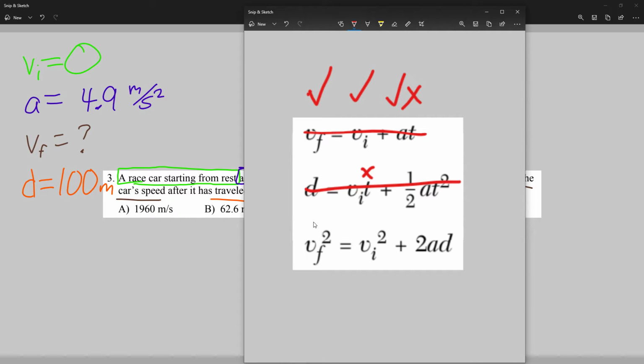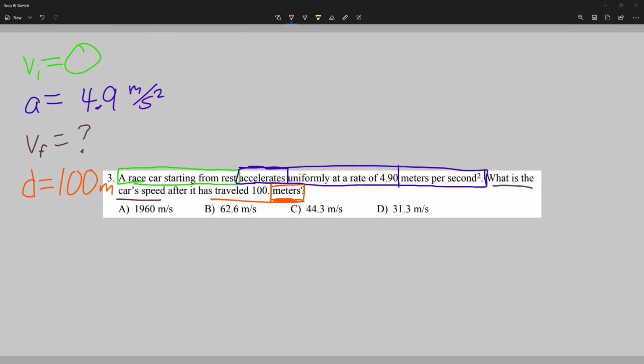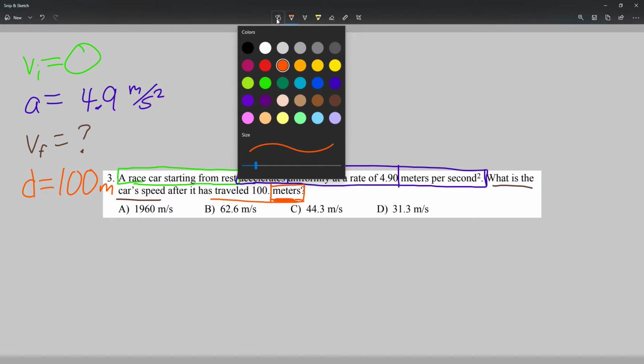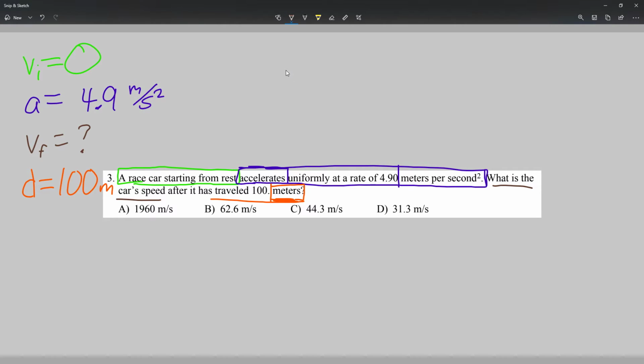Let's look at the bottom one. Do we have VF? Yep. Do we have VI? Yep. Do we have A? Yep. Do we have D? Yep. Right, we're solving for VF, and we have everything else here. Let's move on. Use brown. So we use the last one.